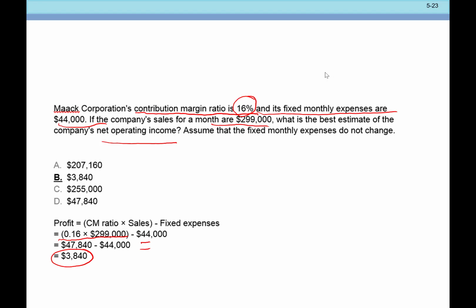That's 0.16 times 299,000. That's my contribution margin, which I got by taking my sales price times my contribution margin ratio, because that's telling me what percent of each sales dollar first goes towards fixed cost, and then what's the profit left over, which was what this question was asking. Okay?